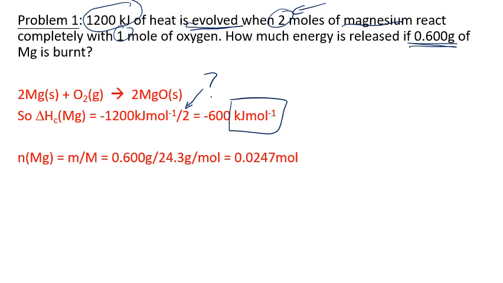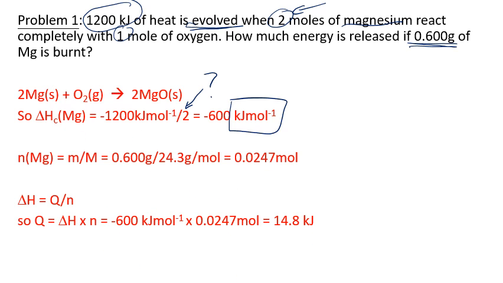So the number of moles of magnesium is, going back to stoichiometry, mass over molar mass, which is 0.6 divided by 24.3 grams per mole, the molar mass of magnesium. So you end up with 0.0247 moles of magnesium. And then we can use our equation that we just learned. Delta H equals the heat change divided by number of moles. Plug in the numbers, and you basically get 14.8 kilojoules, which is evolved. So that's the amount of energy that's evolved from the reaction.